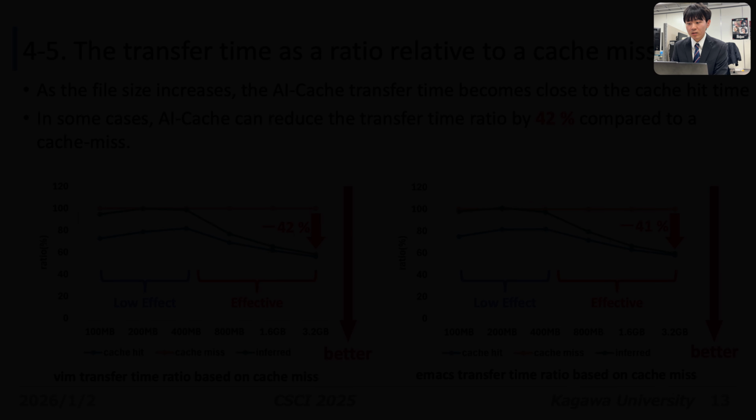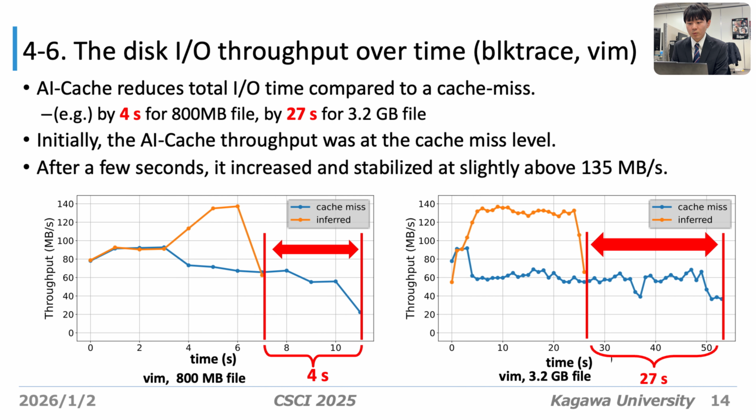Figures plot the disk I/O throughput over time. We use blktrace and Vim. The horizontal axis is elapsed time. The vertical axis is the throughput. AI cache reduces total I/O time compared to a cache miss. In the left figure, the time taken to read an 800 MB file is reduced by 4 seconds. In the right figure, the time taken to read a 3.2 GB file is reduced by 27 seconds.